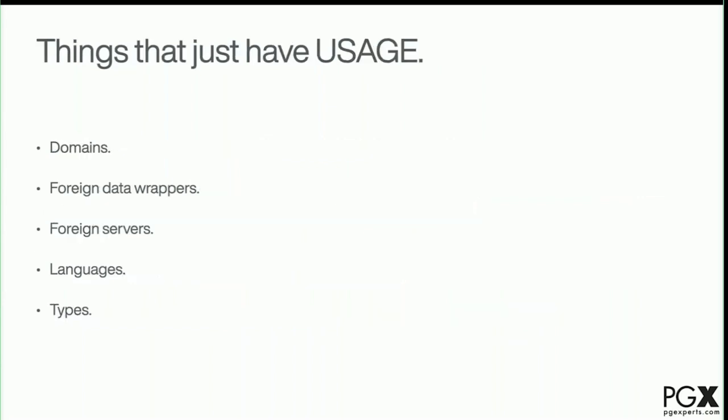These are things that just have usage. If you have usage, you're able to use them. If you don't, you aren't. If you want to cause a bunch of mayhem, you can revoke usage on int or something. That would be kind of exciting.